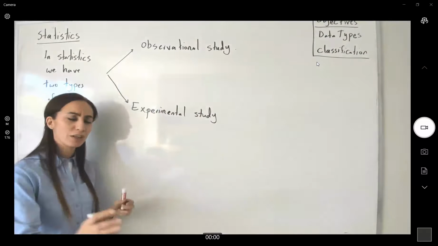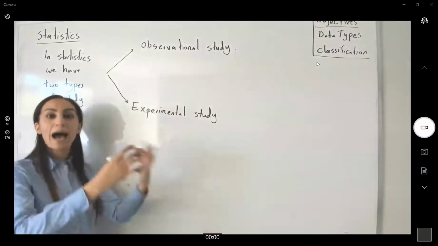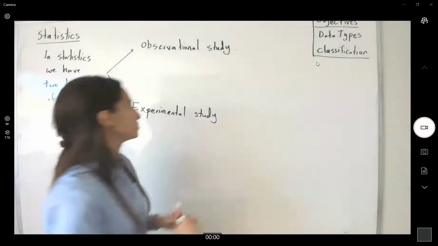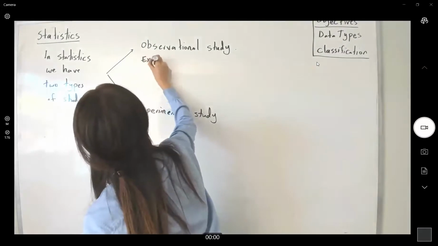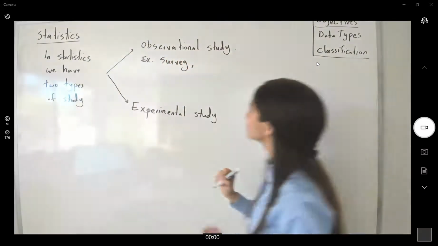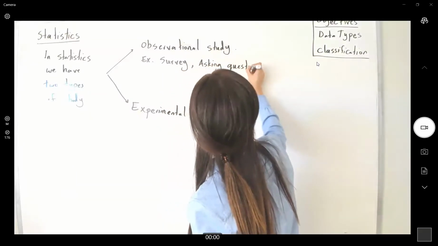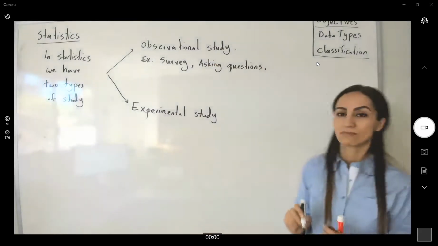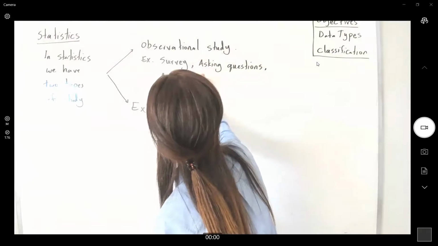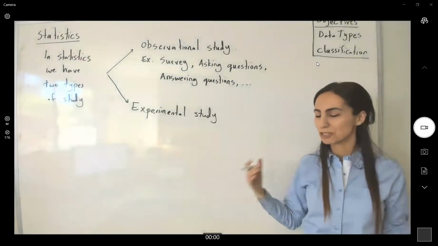You do experiment, it takes time. You need to check the stages before using the drug and after using the drug. Before conducting the exercise, after conducting the exercise. So examples of observational study, like conducting a survey. Asking questions. Answering questions on websites. We don't do any experiments. We just observe and record.